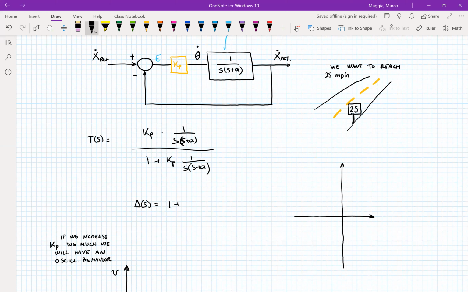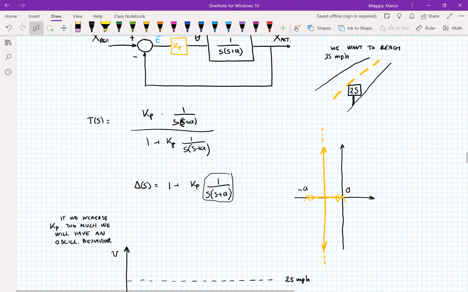We have the characteristic equation being 1 plus Kp times 1 over s times (s plus a). Our open loop transfer function is 1 over s times (s plus a). So we have one pole at the origin and one pole at minus a. So our root locus is our usual cross, and this will extend to infinity. There we go. So depending on the value of Kp, we're going to have different behaviors of the car.